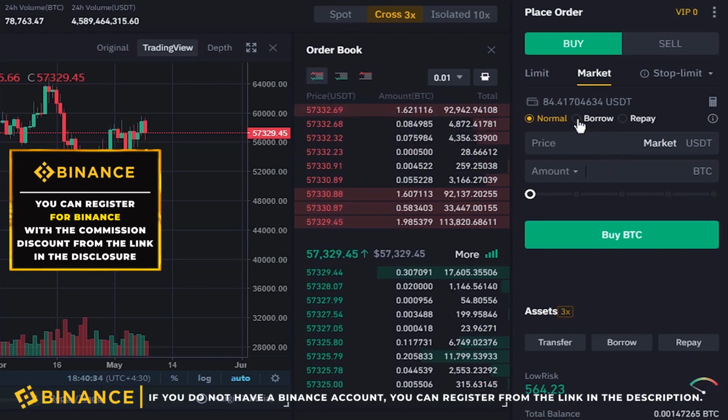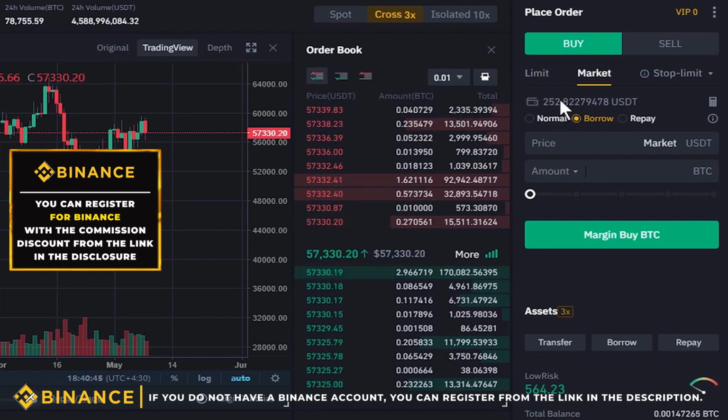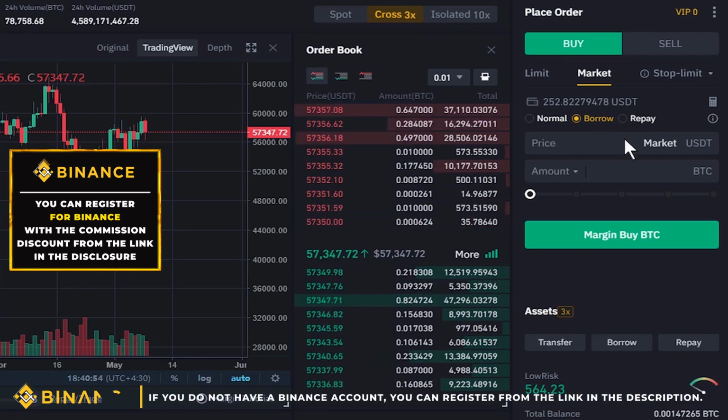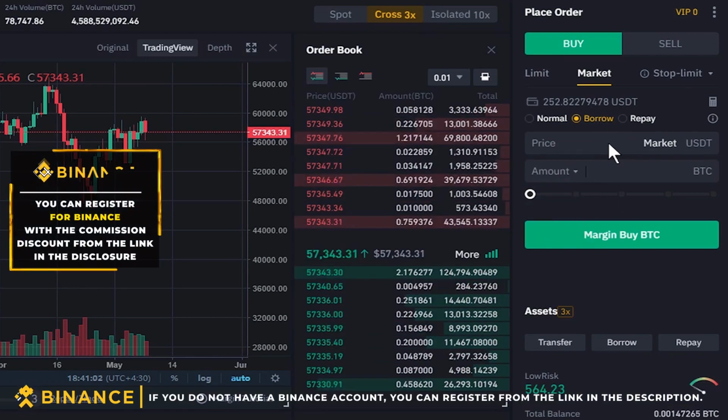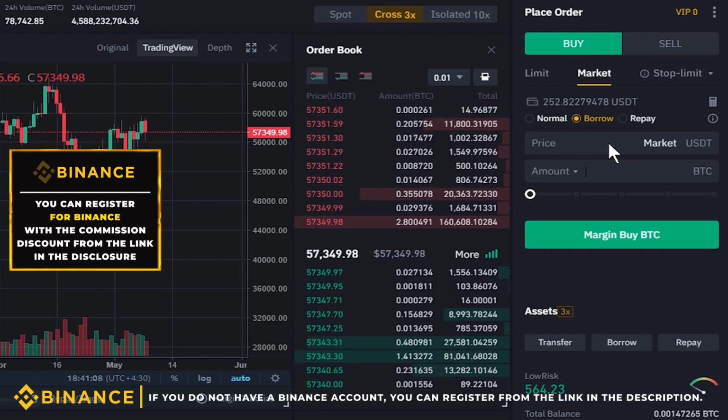And if you select borrow, you can see that our initial fund increases. It's actually tripled because we are in cross margin mode. When we select borrow and place an order, the system automatically borrows the required amount for us. Let me show this with an example.